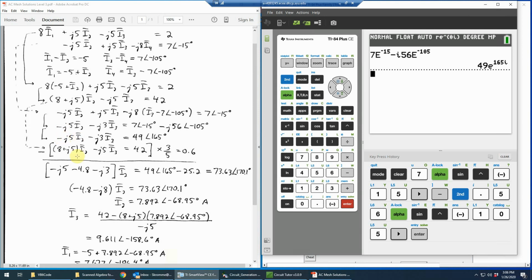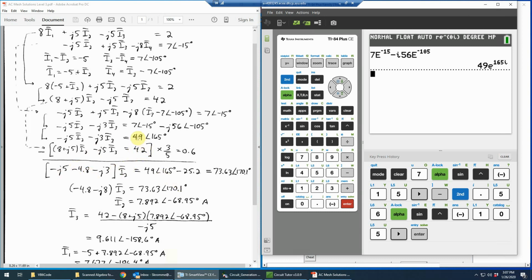So we just have the negative j5. I2, of course, the I3 terms will be gone, so I'm not even including those. So we have negative j5, and then subtracting 8 times 0.6 is 4.8, which we can do in our heads. And then we have minus j5 times 0.6, which again is easy to do in your head, is minus j3, since 5 times 6 is 30, so 0.6 times 5 would be 3. And that's the I2 coefficient now.